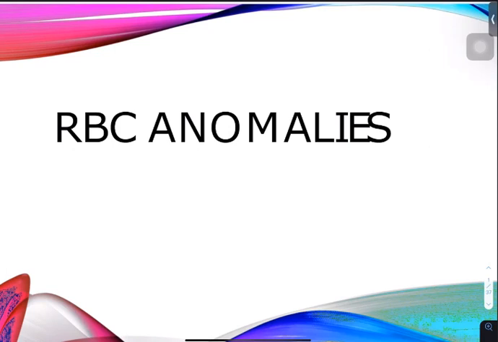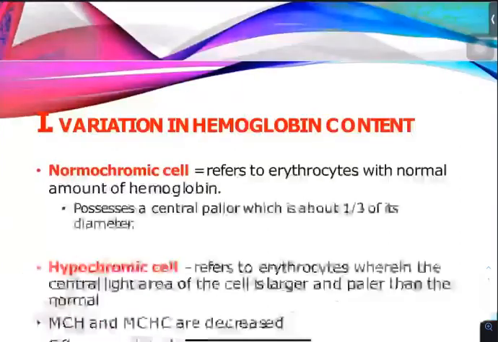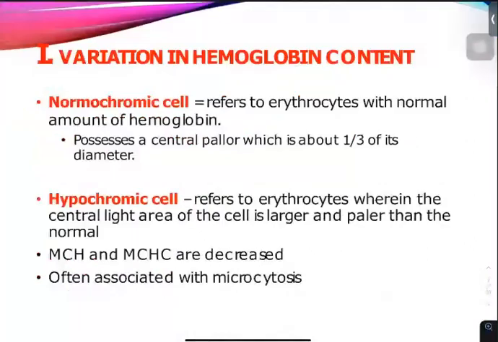We will be discussing your RBC anomalies. So what are these RBC anomalies? First, you have your variation in hemoglobin content. So for hemoglobin content, as I said, hemoglobin.